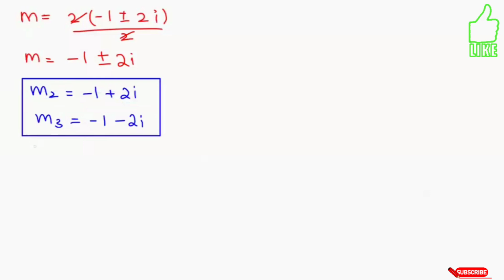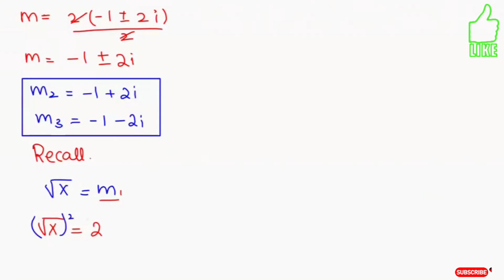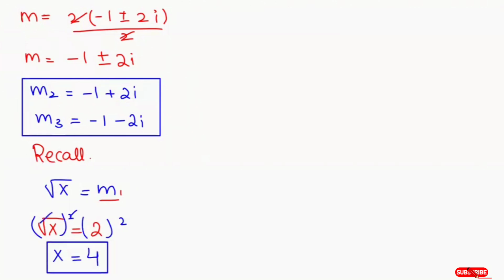Now in the next step, I am going to recall root of x is equal to m. Now here I'm going to plug in the m1 value. Root of x is equal to the m1 value, we have 2. Now I want to remove the root, so I am going to square both sides. This and this get cancelled. x is equal to 2 to the power of 2 is equal to 4. So here we get the first x value, that is 4.